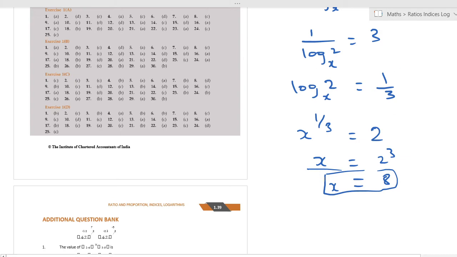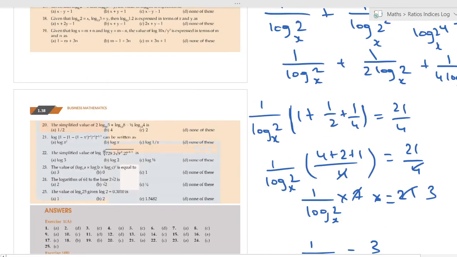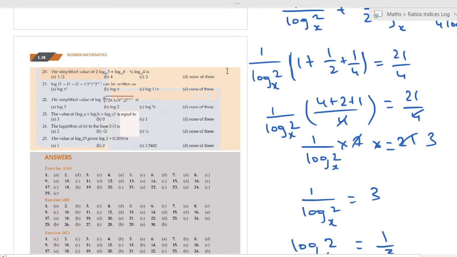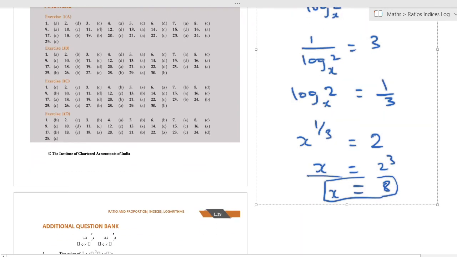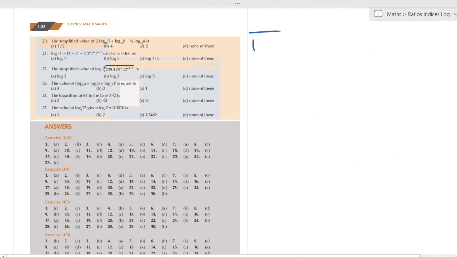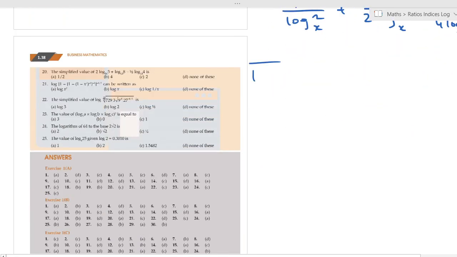So the next question that I'll do is 23, the tough question. If you have any doubt, you can comment. Whatever questions you comment, I'll solve and post it. The 23rd one.